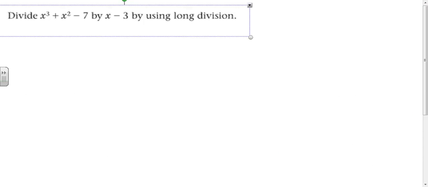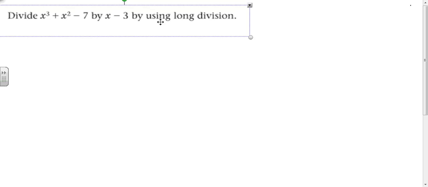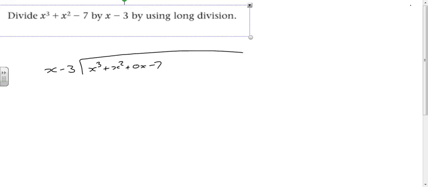Okay, so let's have a look at dividing x cubed plus x squared minus 7 by x minus 3. Now this is something that we've done in C2, so it should be reasonably okay. And we're dividing it into x cubed plus x squared. If there's no x's, I'll put plus 0x minus 7.